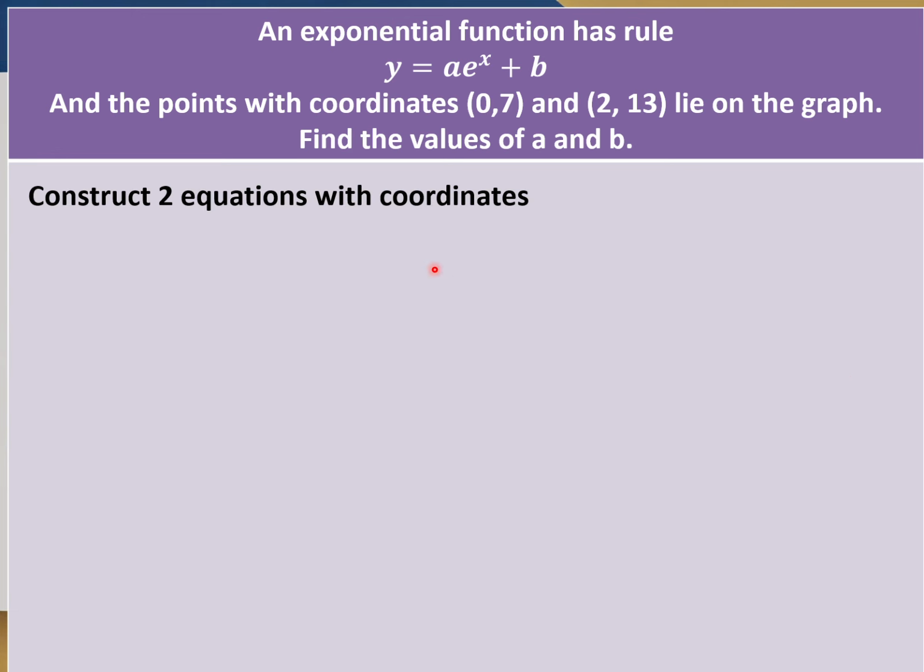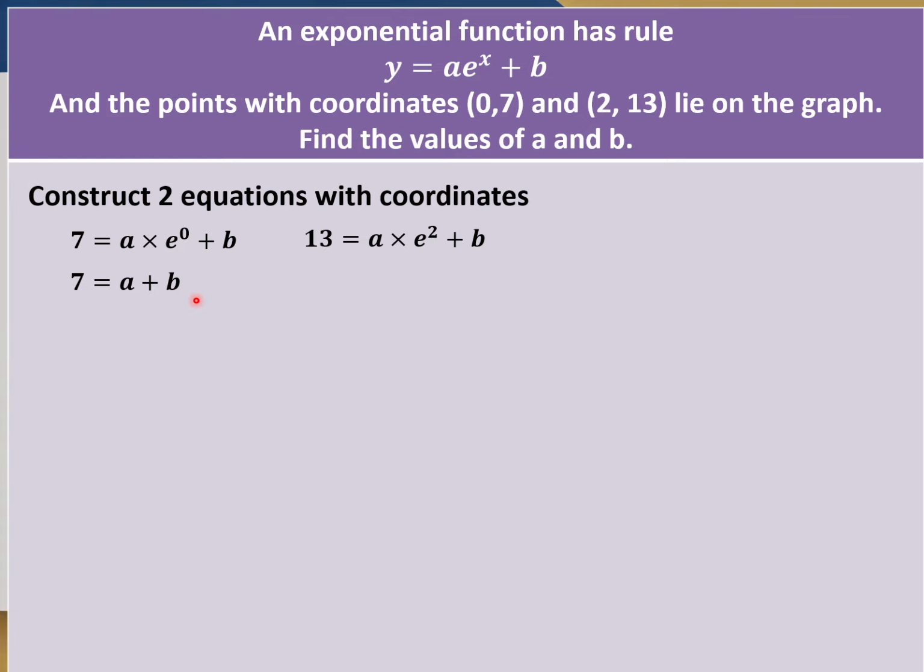So that means I will construct my two equations. My first point is 0 and 7, so I just plug those in. So I've got my x is 0 and my y is 7. And the same thing with 2 and 13. Now this helps us with the first equation because we've got e to the power of 0. So e to the power of 0, anything to the power of 0, will just be 1. So then I've got 1 times a, and it becomes a plus b equals 7.